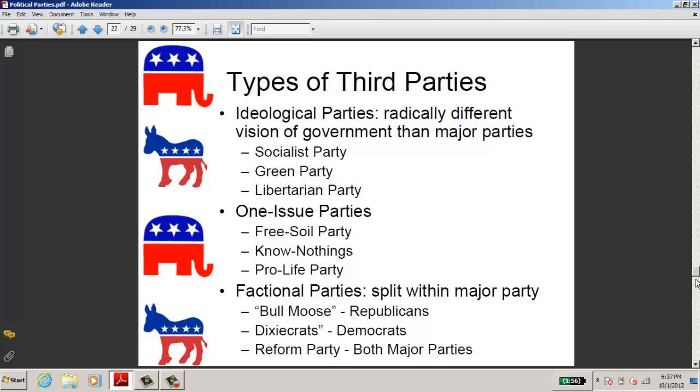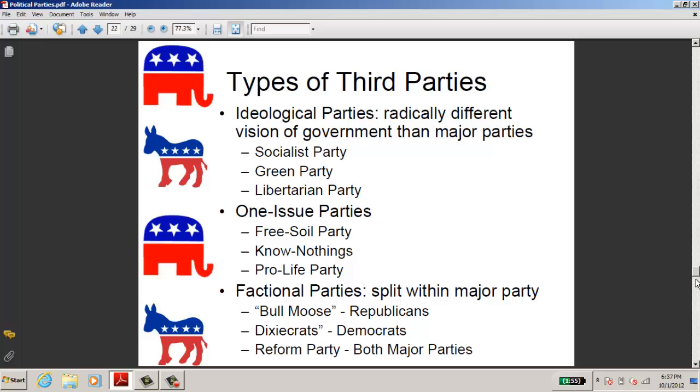Now, to just quickly discuss the different types of third parties, a couple different categories. We could break it down into ideological parties. So these are parties that have a radically different vision of government than the major parties. So the Socialist Party, Green Party, Libertarian Party. These are parties that will be lucky to get 1% of the vote on a national scale. So typically they don't have much of an influence on the Democratic or the Republican parties.